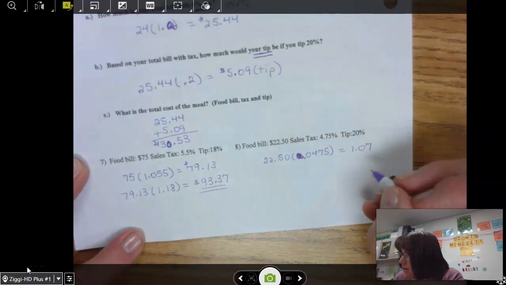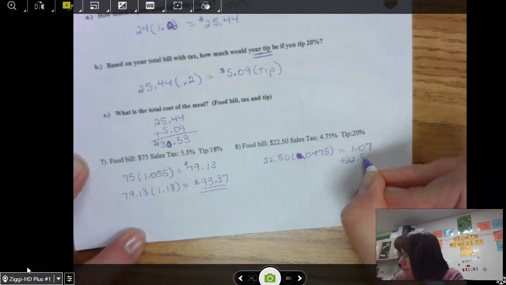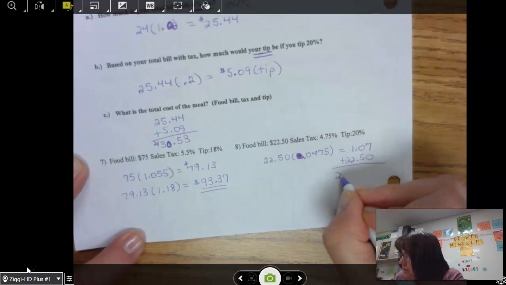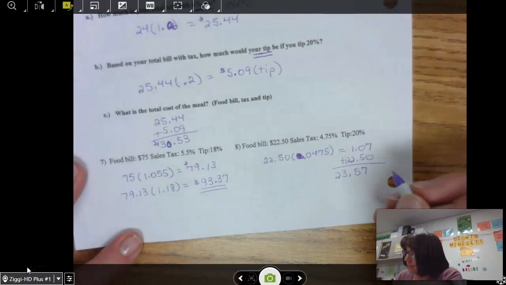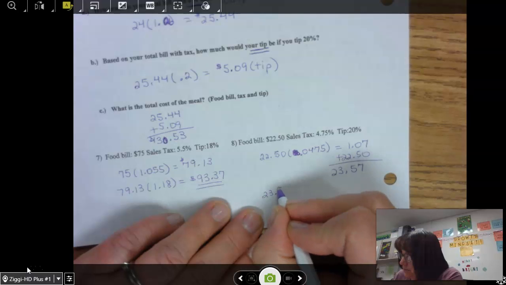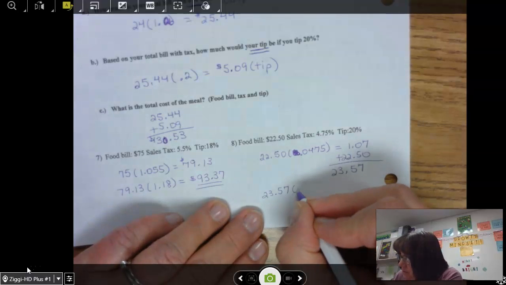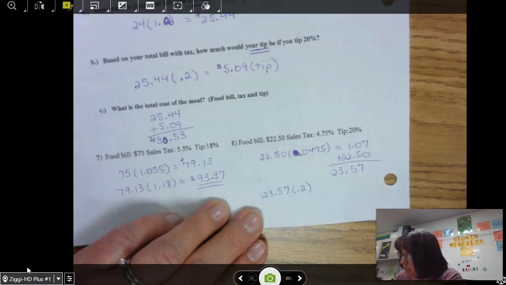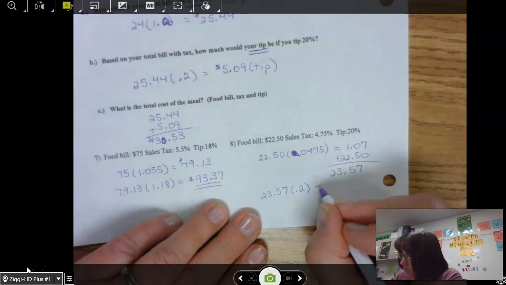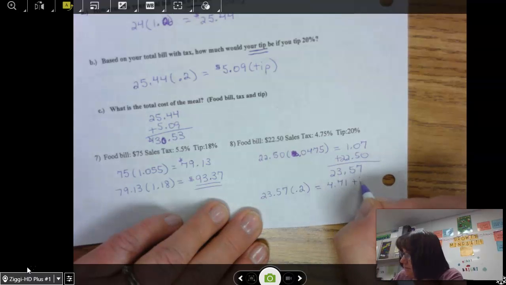Now I'm going to add that onto the price, which was $22.50. So I get $23.57. Okay, now I have to do the tip. So I have $23.57 as my price with tax. I'm going to tip 20%, which would be 0.2. I'm going to multiply that. I get $4.71 is my tip.